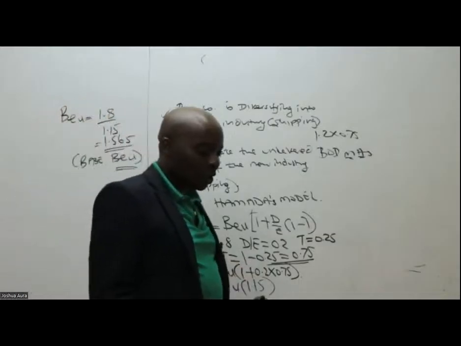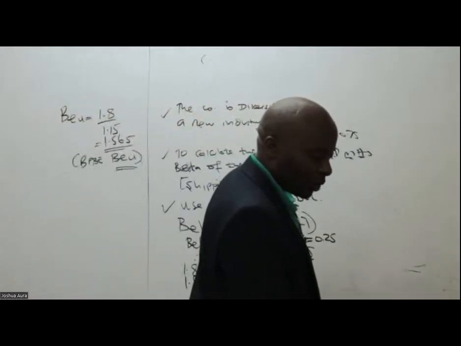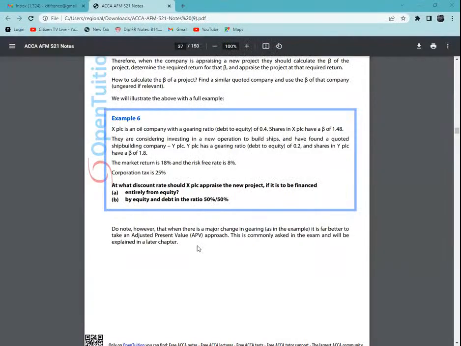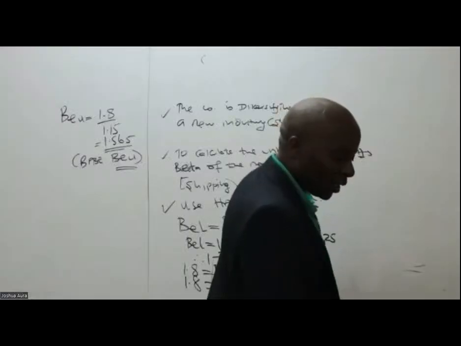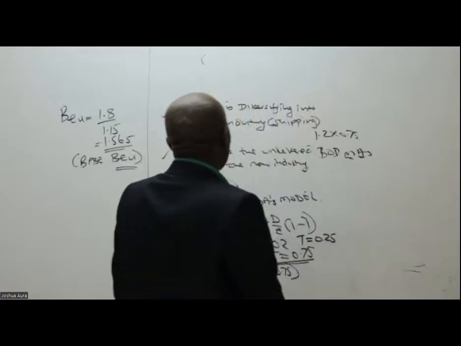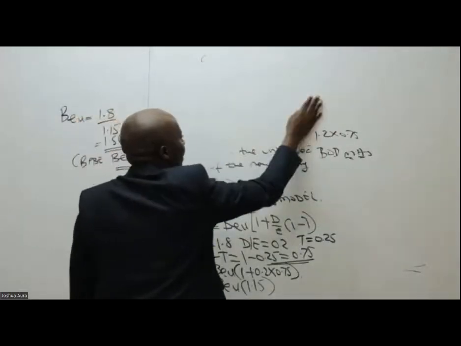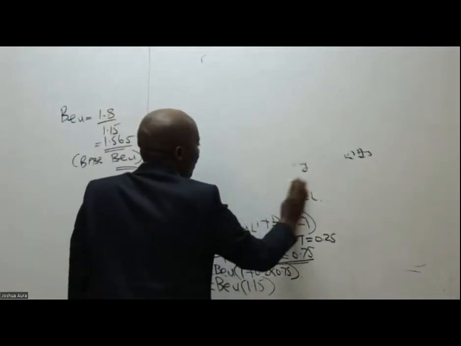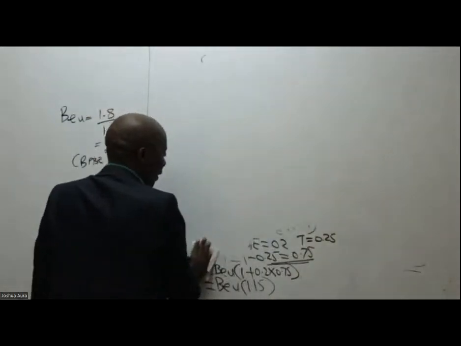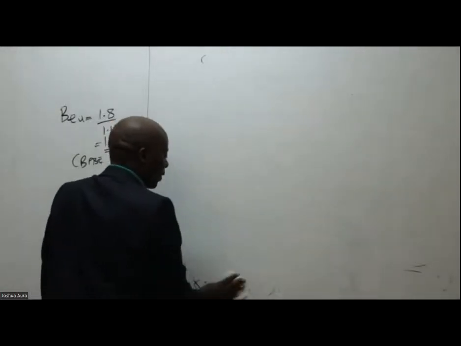But now go and read the question. They wanted us to give them the discounting rate, which in most cases is WACC. At what discounting rate should XPLC appraise a new project if it's to be financed entirely from equity? So no worries. Of course I know discounting rate. They would always want me to work with WACC as the rate of discounting.